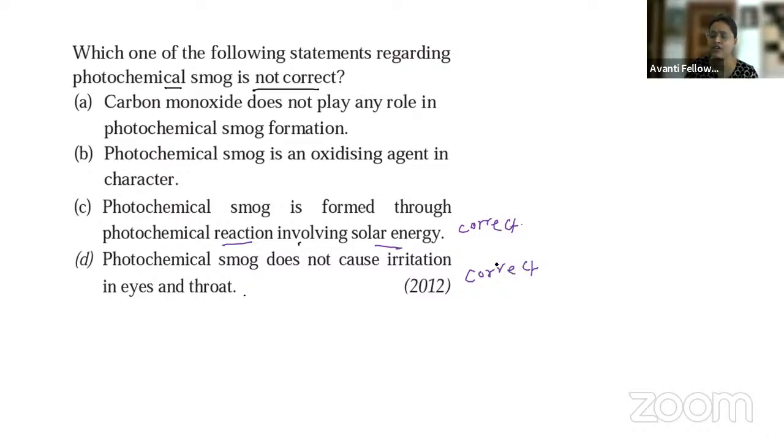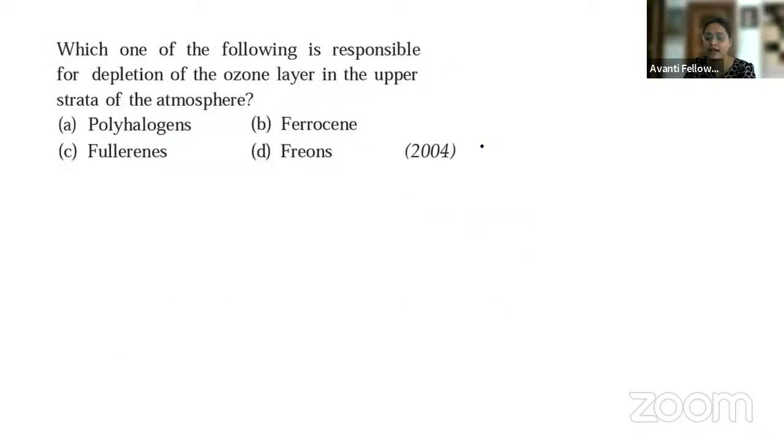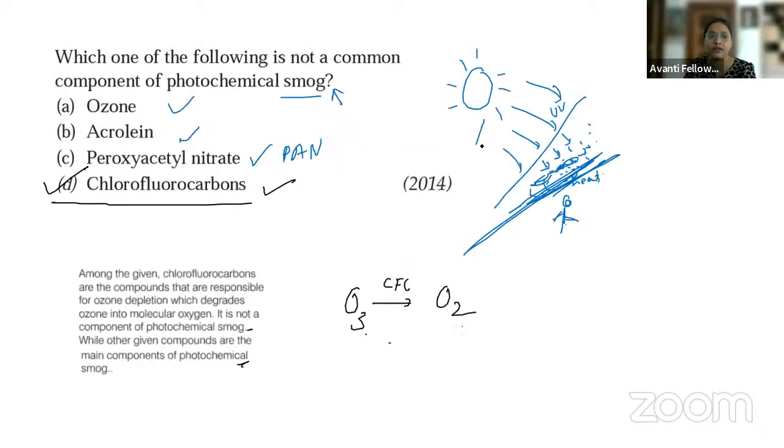Due to the presence of this smog, there is irritation to our eyes as well as throat. Photochemical smog is an oxidizing agent in character, and carbon monoxide does not play any role in photochemical smog formation. Now we have seen the main components of photochemical smog: ozone, PAN, which we have written here, right?